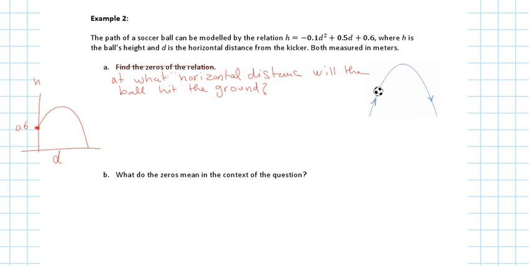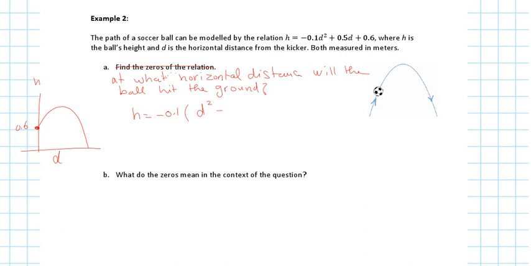Find the zeros. What form do I need to put it in? Factor. Okay, so what's the first thing I need to do to put it in factor form? Common factor. So that's negative 0.1. The x-intercept is the zeros. So that's going to be d squared minus 5d minus 6.